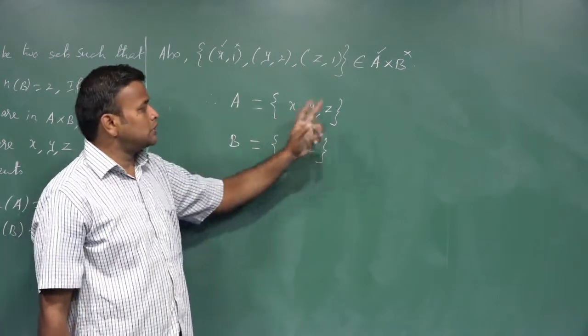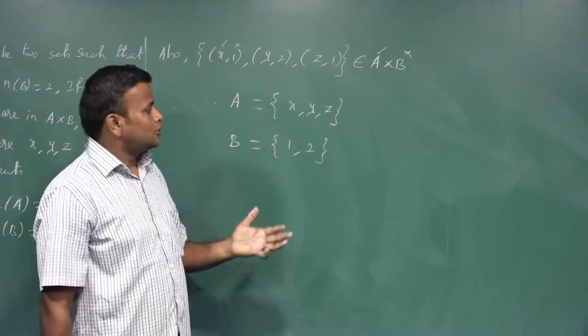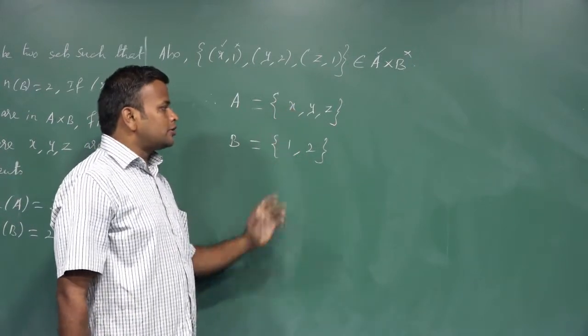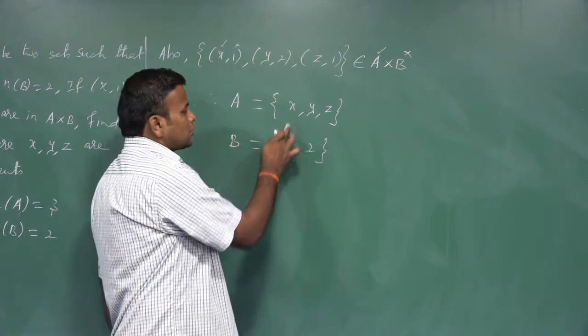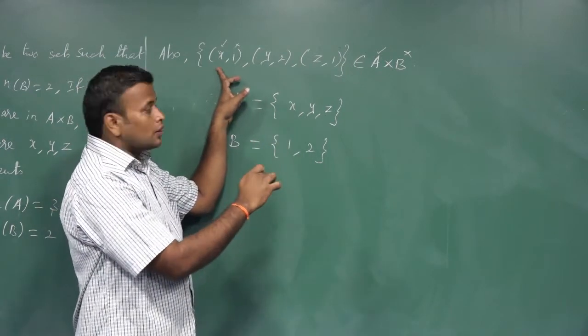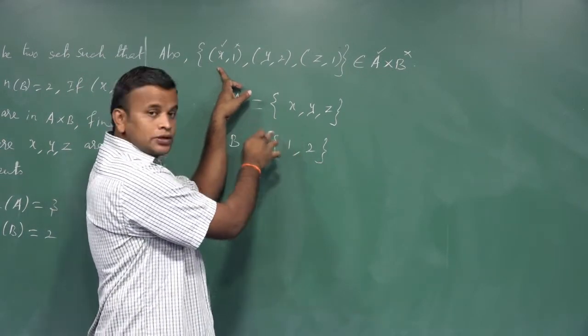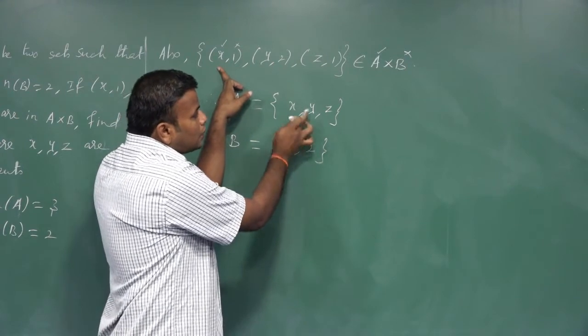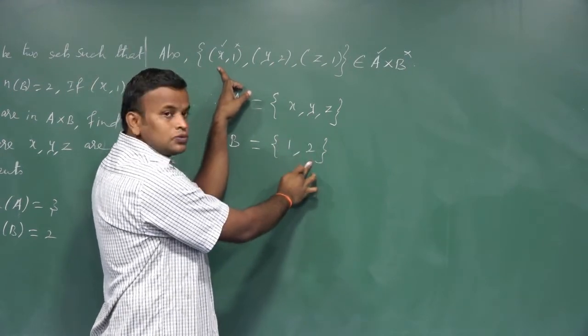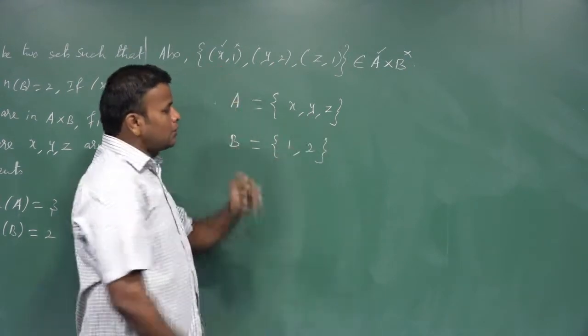It's given x, y, z are distinct elements. So the Cartesian product of these two sets: the first value x comma 1 is there. Next value x comma 2 is not given. And y comma 1, y comma 2, z comma 1, z comma 2.